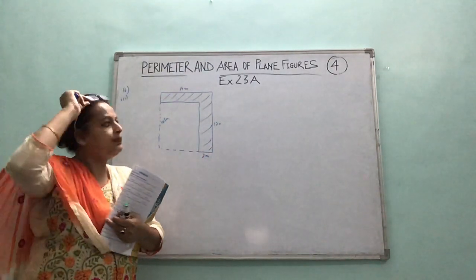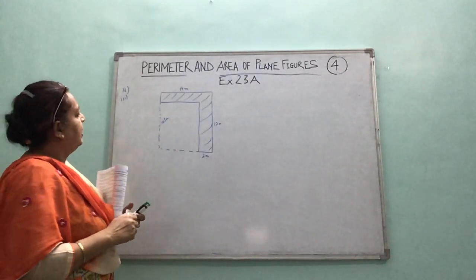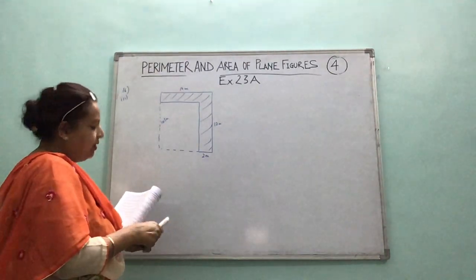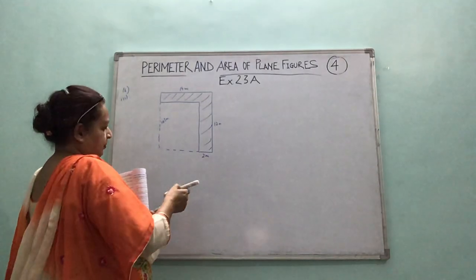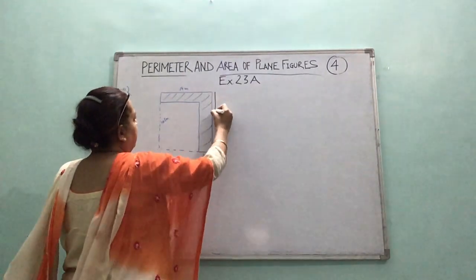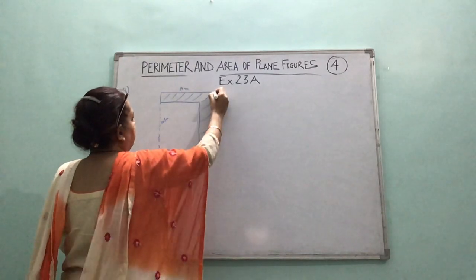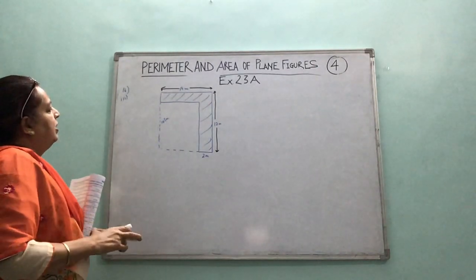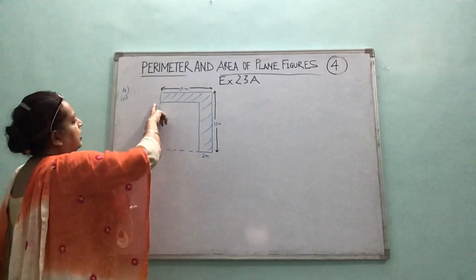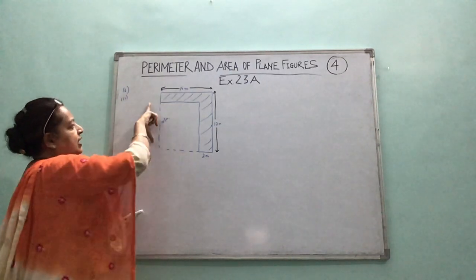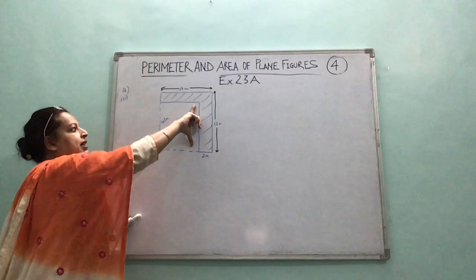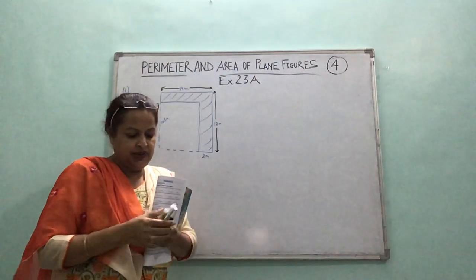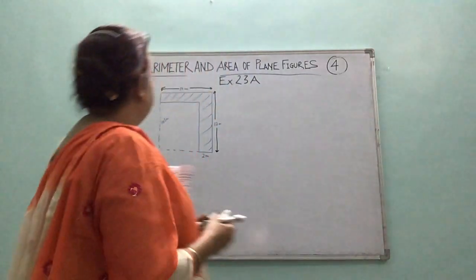Now children, in this case, from here to here the total is 12 meter. From here full is 12 meter. This is 12 meter. And this is total 14 meter. This is 10.5. If this length is 10.5, even this length would be 10.5. Right? Now let's divide this shaded portion into rectangles.